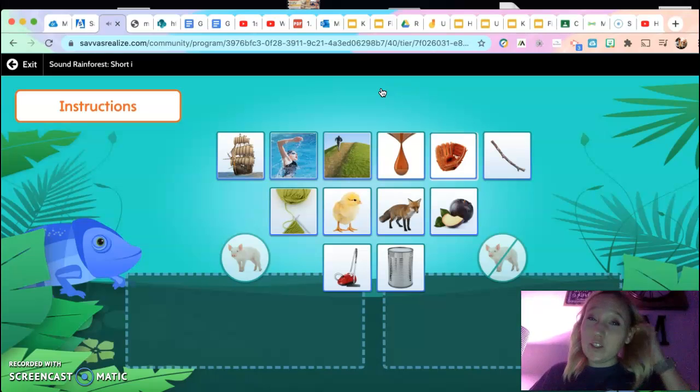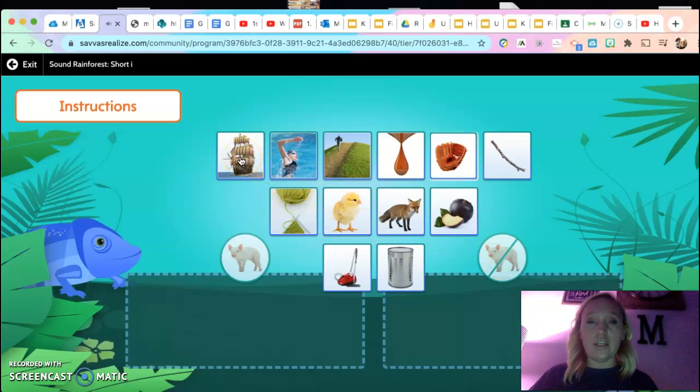Okay, so we are going to sort the pictures by if they have the same middle sound as the word pig, we're going to put them underneath the pig. If they do not have the same middle sound as the pig, then we're going to put it underneath the picture of the pig with the line going through it, okay? Because that means no, it does not. So let's look at our first picture.